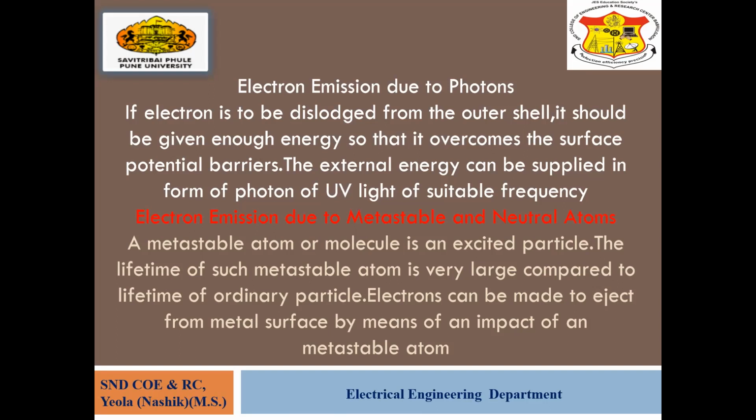These are the two methods we have seen. Firstly, electron emission due to positive ion impact, meaning how electrons are emitted due to the impact of positive ions. Second, electron emission due to photons: photons from ultraviolet energy bombard the cathode, which gets sufficient energy to overcome the surface potential barrier, and once the barrier is overcome, electrons are emitted. Now the third one is electron emission due to metastable and neutral atoms. The question arises: what are metastable atoms and what are normal atoms?